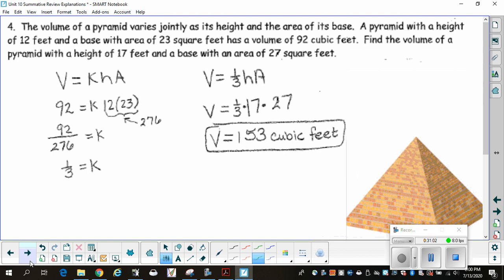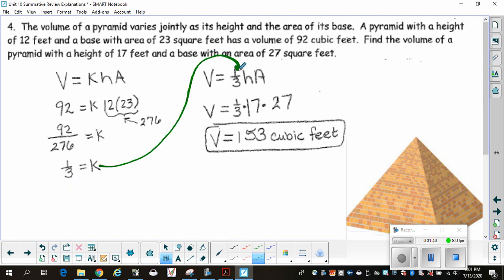Finally, we have the volume of a pyramid. It varies jointly as its height and the area of its base. So we have volume varies jointly, meaning you've got two things, as the height and the area of its base. So you're given information: 12 feet high, 23 is the area, and the volume is equal to 92. Multiply these two together, you get 276. Divide both sides by 276, and K is equal to 1/3.